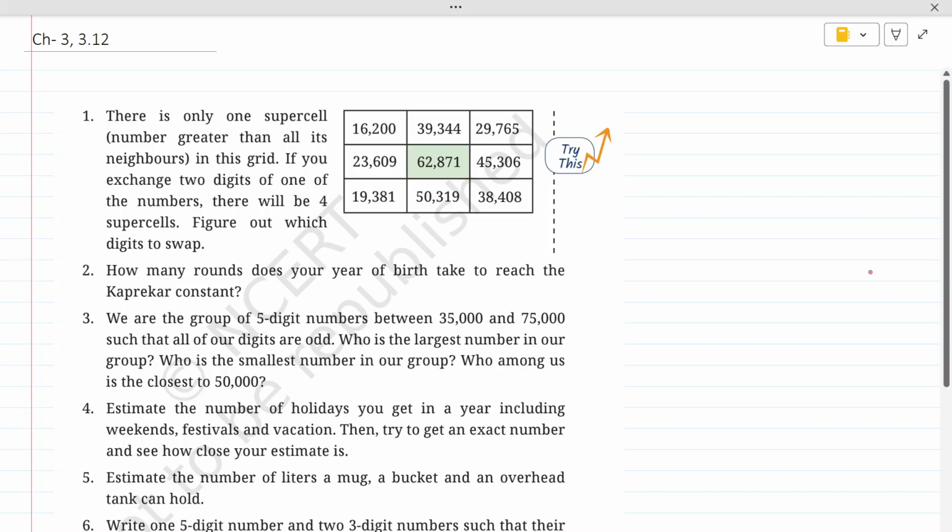Hello kids. So today we are going to do the last exercise of this chapter 3.12. Let's start with the first question.